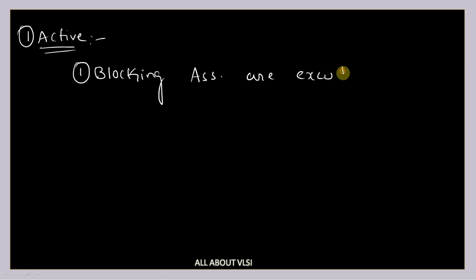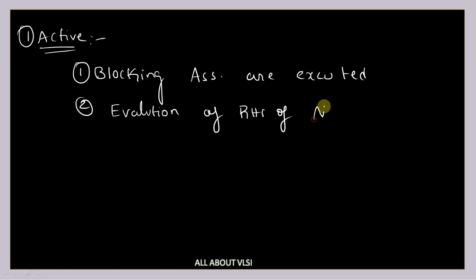So in this particular active region, what is going to happen is blocking assignments are going to be executed. Blocking assignments are executed in this region. And next is evaluation of RHS. Evaluation of RHS of NBA is going to happen. NBA is nothing but non-blocking assignments. And continuous assignments are going to happen. Continuous assignments we will discuss later in this particular course.